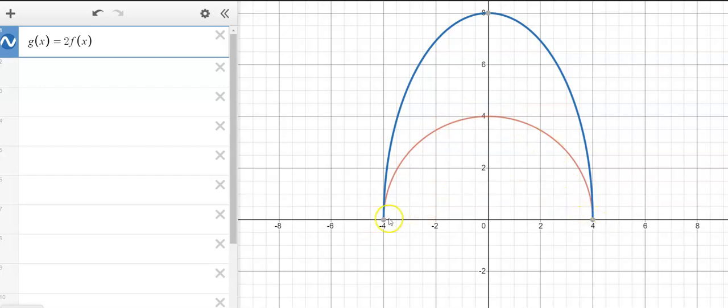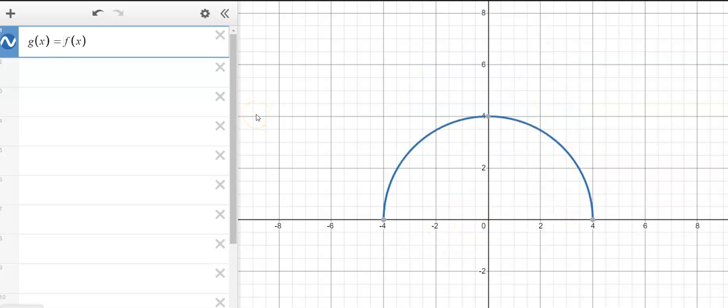So 2 times. Notice what happens to my semicircle. The 2 points on the x-axis don't move, but the peak of the graph stretches up twice as tall as it was before. It was at (0, 4), now it's at (0, 8). This point here was about (-2, 3.5), and now it's at (-2, 7). So every y value is twice as far from the x-axis as it was before.